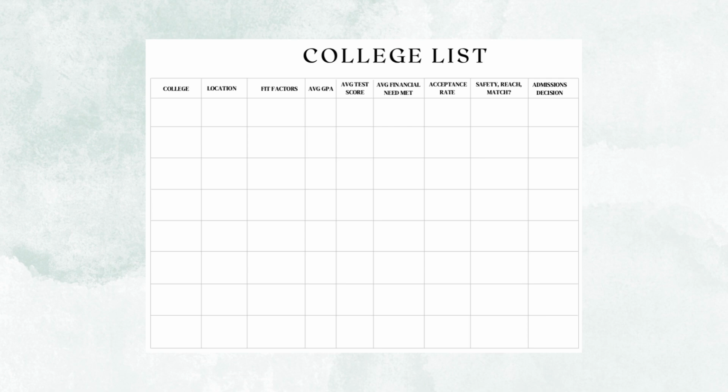What is the average GPA, the average test score? What is the average financial aid? So again, how much will they meet? How much will they give students? What is the acceptance rate? And then you make a determination: is this a safety, reach, or match? And then admissions decisions will come later in May, but just so you have it there as you're starting to craft your list.